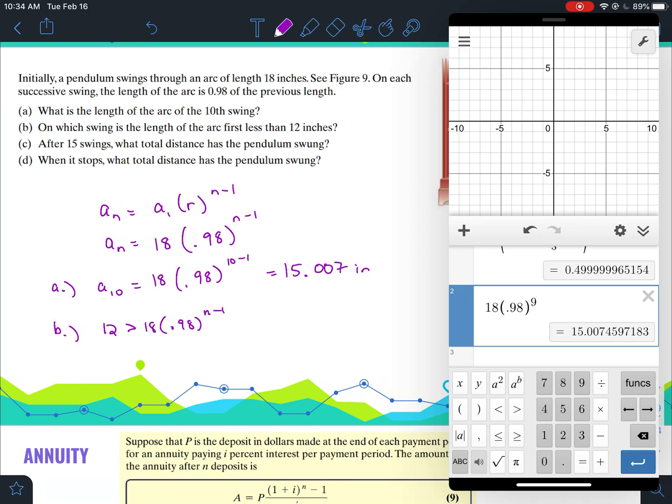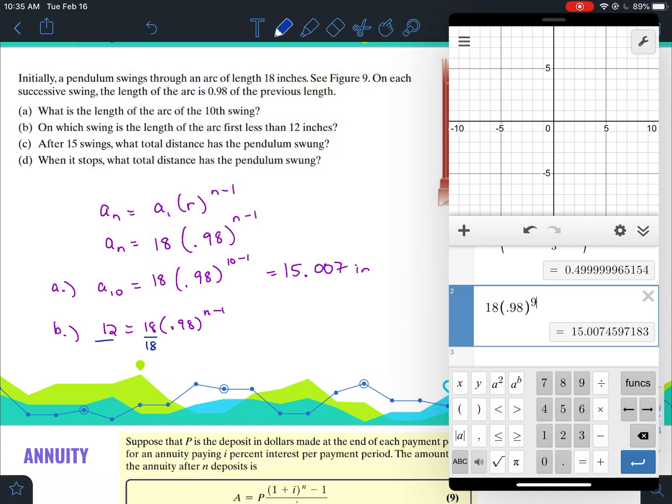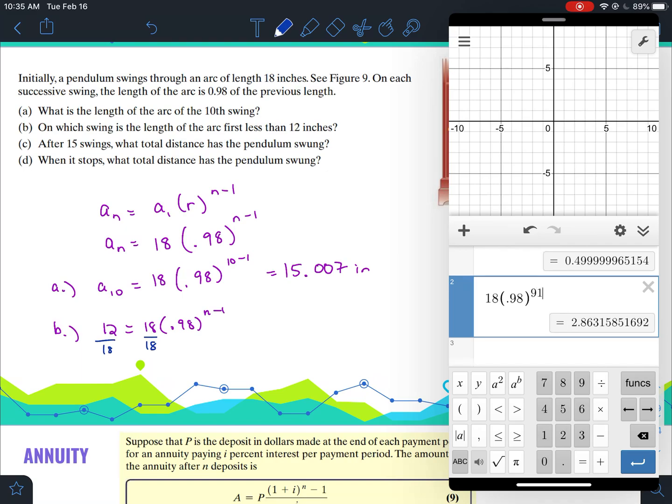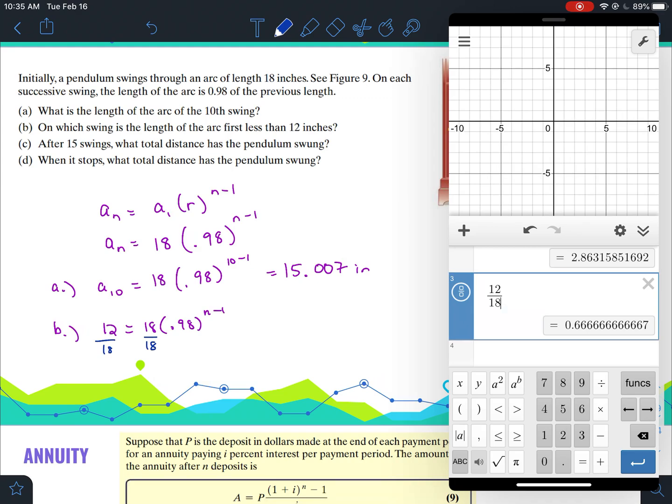So we want to figure out when this works. Well, let's see when it's equal to 12. And then we want one swing more than that. So to solve this, we're going to divide both sides by 18 to get the exponential expression by itself. And so 12 divided by 18, we get 2/3. So 2/3 equals 0.98 raised to the n minus 1 power.